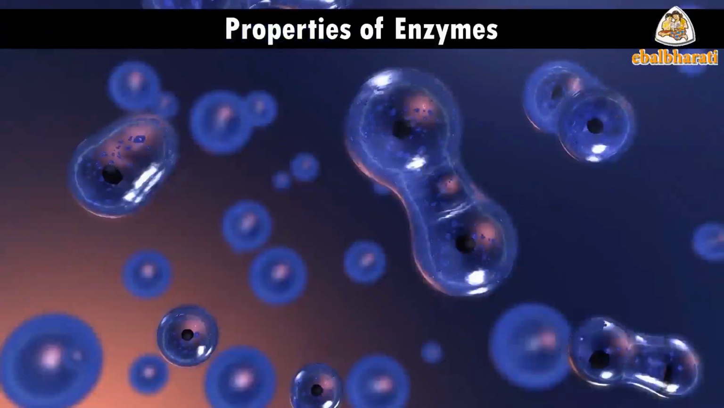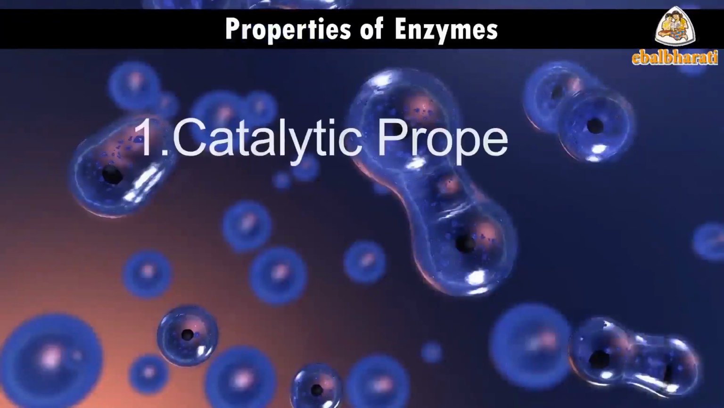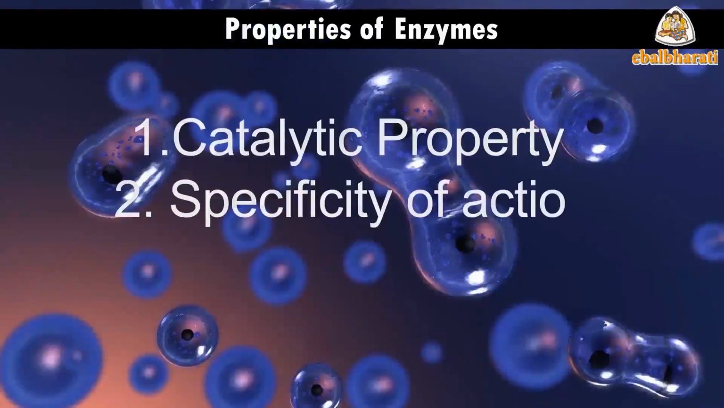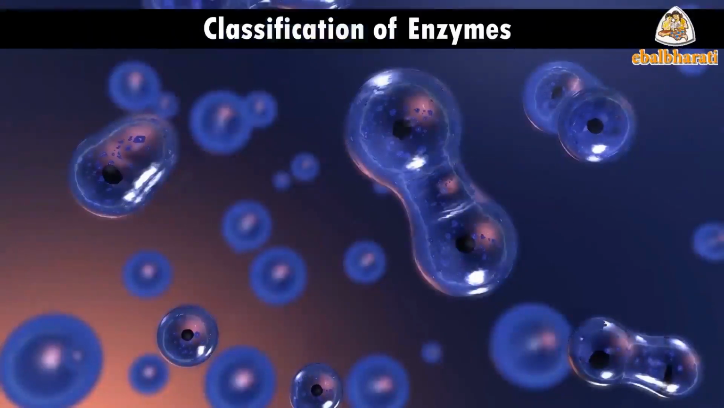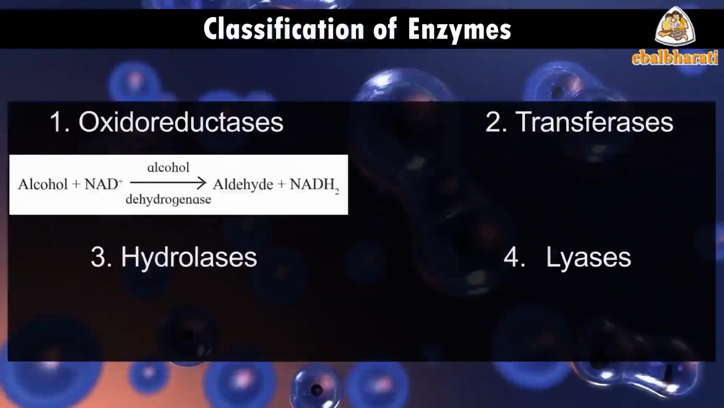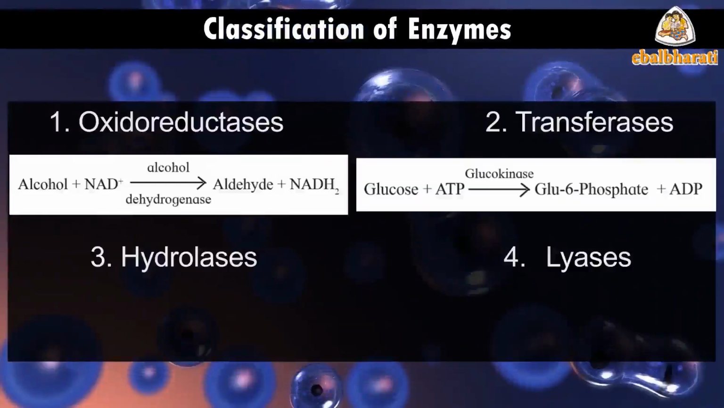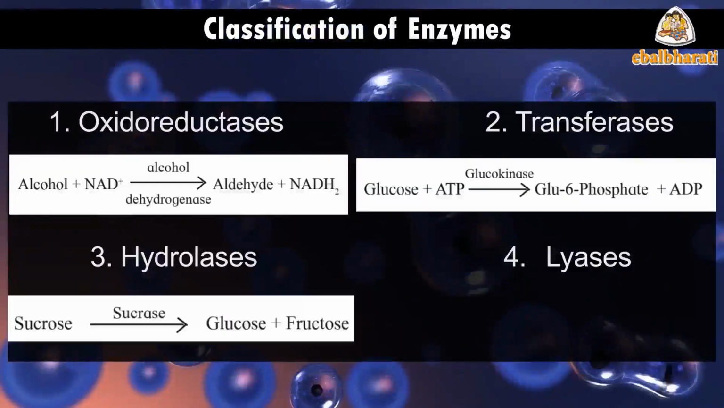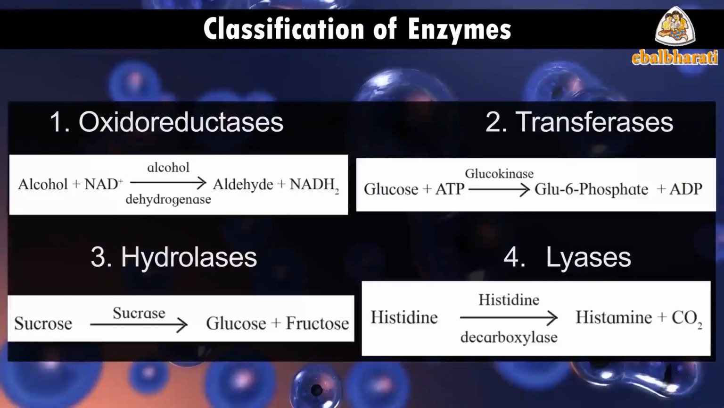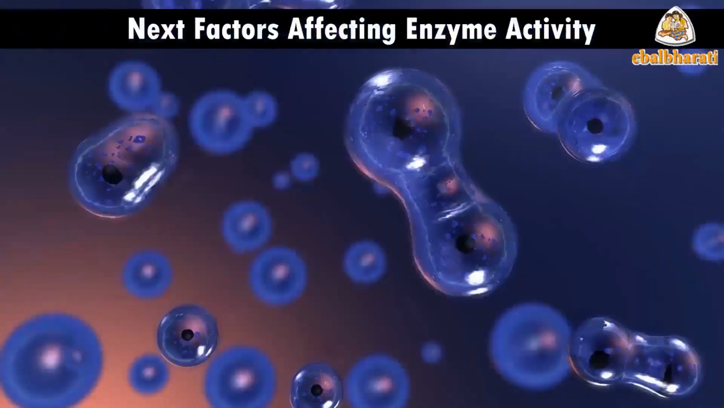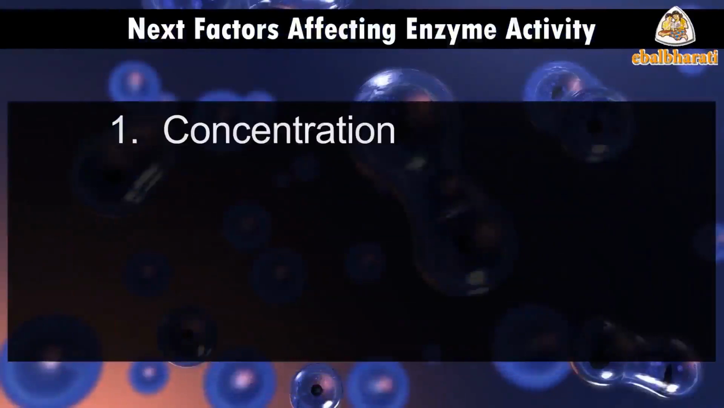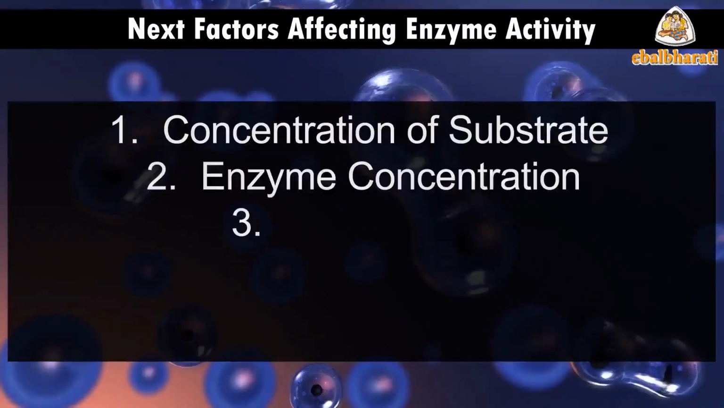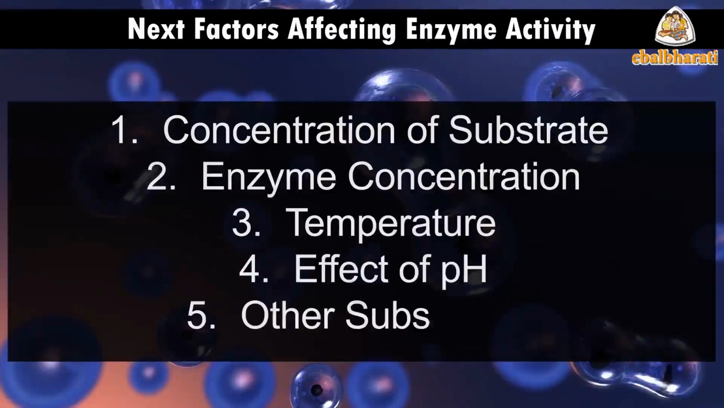Properties of enzymes. First, catalytic property. Second, specificity of action. Classification of enzymes: oxidoreductases, transferases, hydrolases, and fourth, lyases. Next, factors affecting enzyme activity. The following factors affect the enzyme activities. First, concentration of substrate. Second, enzyme concentration. Third, temperature. Fourth, effect of the pH.